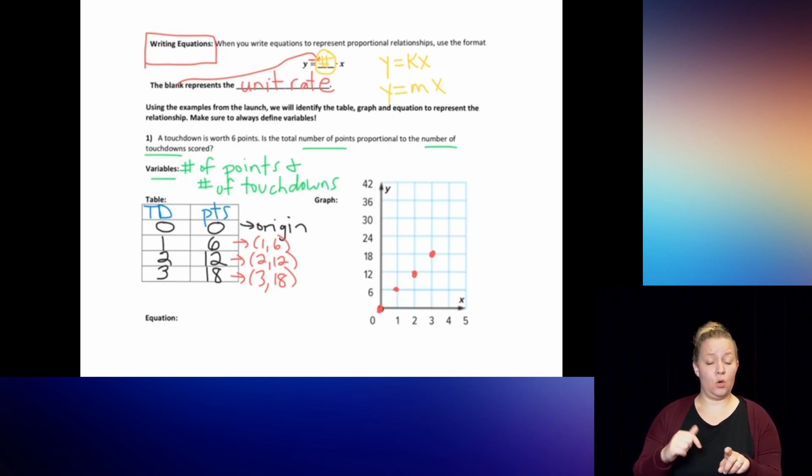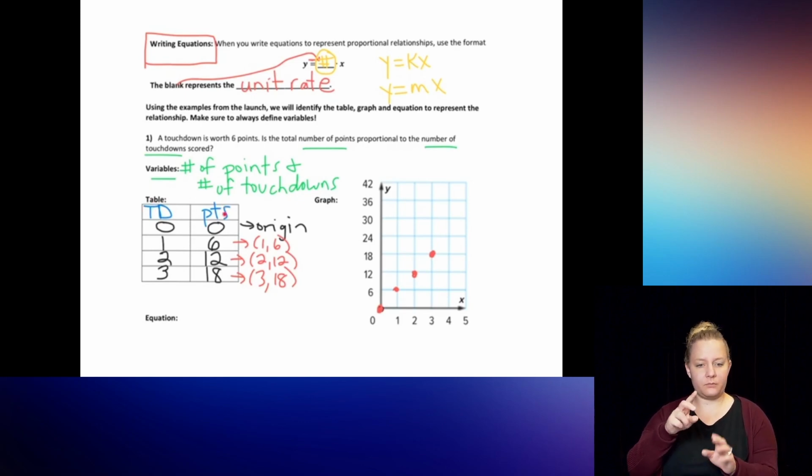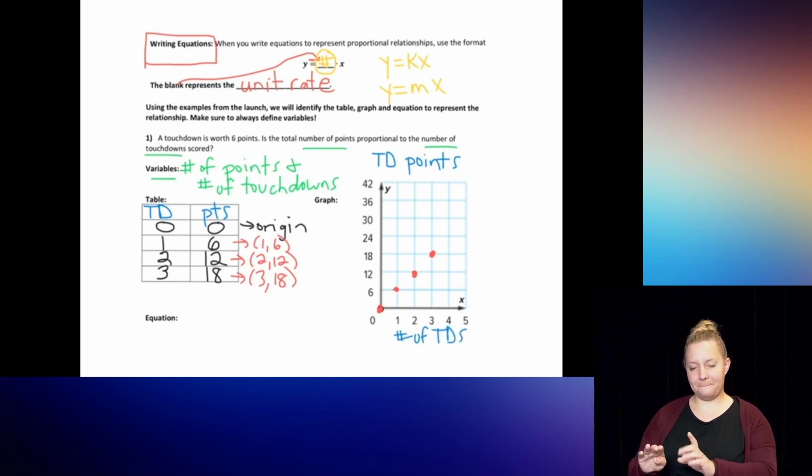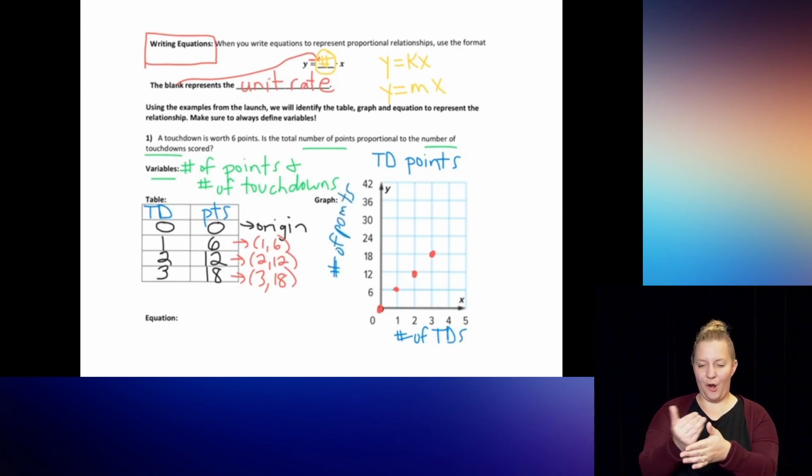Just like we had to be sure to label the columns with the variable names on the table, we also need to be sure to label the axes and put a title on our graph. So I might call this touchdown points or scoring summary or something like that, make up an overall title. And the X is what always comes first. So we have our number of touchdowns here. And then the y-axis is the one that always comes second. So first we get touchdowns, then we score points. So there's our graph all set up.